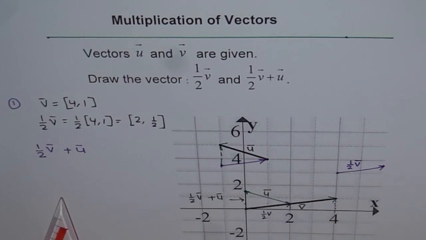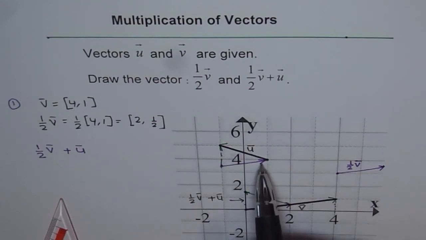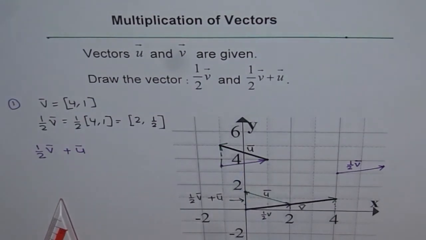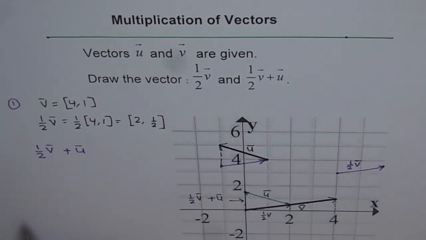So there are so many ways to do it. One, we could translate this vector so that we could put head on the tail of vector u, right? Or we could place the tail of u on the head of v and make a triangle to get half of v plus u, right? We can also do it using Cartesian coordinates.